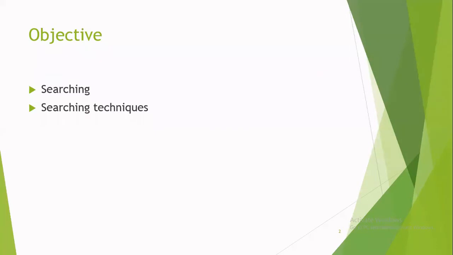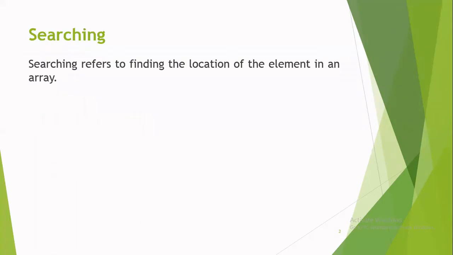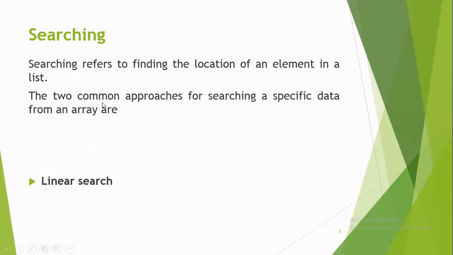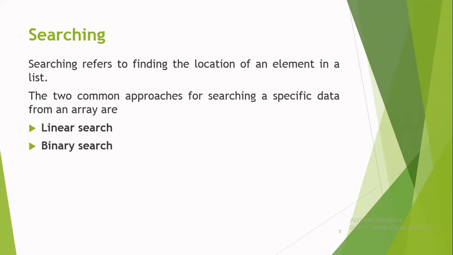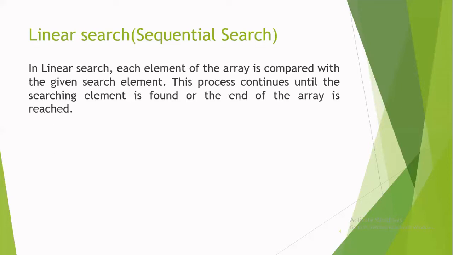In this session, we are going to discuss searching and the various searching techniques. Searching refers to finding the location of an element if this element is present in a list. We are going to implement this list as a one-dimensional array in computer science. The most commonly used searching techniques are linear search and binary search. Let us now discuss each of these techniques in detail.